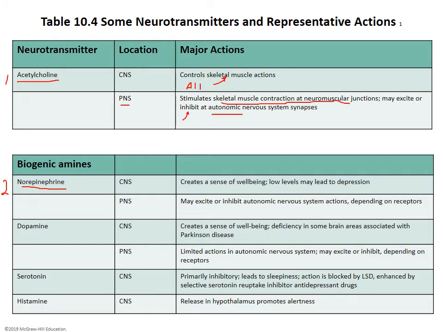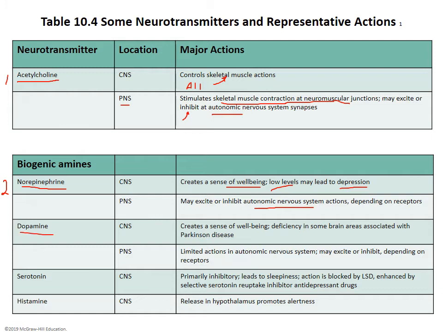In norepinephrine, adrenaline will help you feel good, give this sense of well-being, and that's why low levels of adrenaline or epinephrine can cause depression. In the peripheral nervous system, we'll look at how it affects the autonomic nervous system, again, that automatic pilot, and it can either be inhibitory or excitatory. It just depends on the receptors.